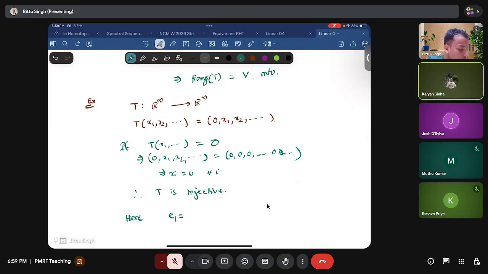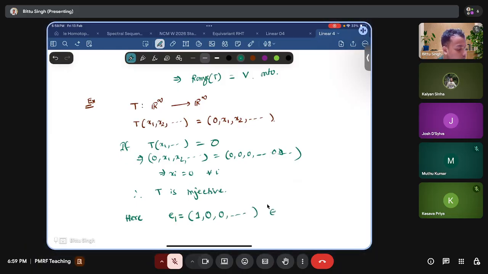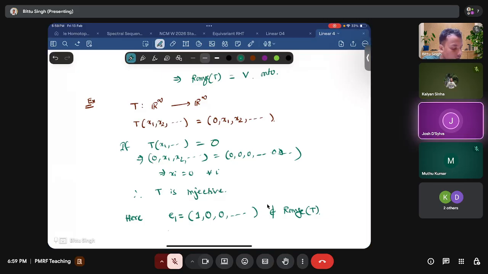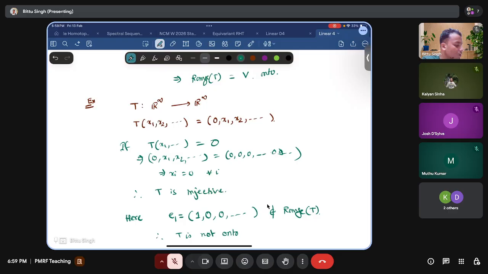X x1 to xn without any initial 0. Yes, 1 0 0, this kind of element everywhere; 0 does not belong to the range. So none of the properties hold. So T is not onto.